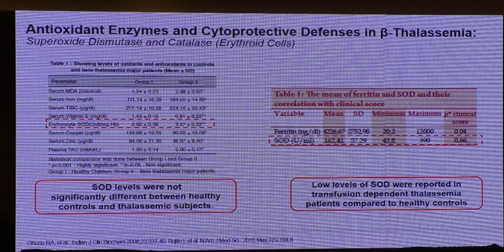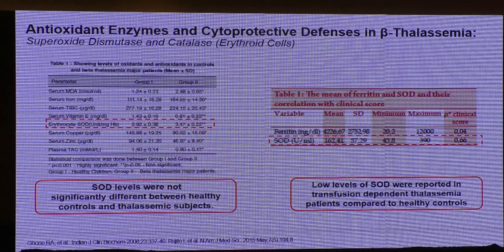They actually showed that SOD levels were not significantly different between healthy controls and transfusion-dependent patients. And the study on the right side actually showed even the opposite. Low levels of SOD were reported in transfusion-dependent patients compared to healthy controls. So what does this mean, and why do we have this contradictory information between various studies in the literature?